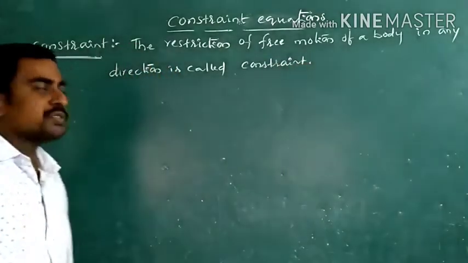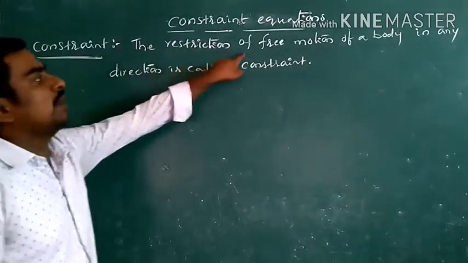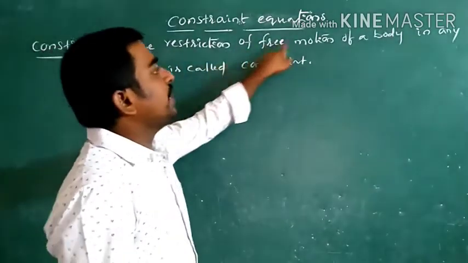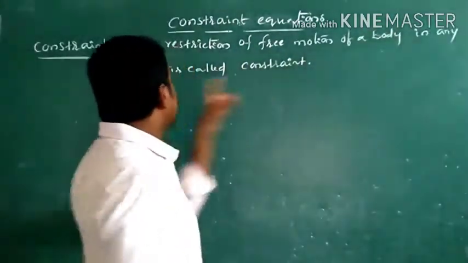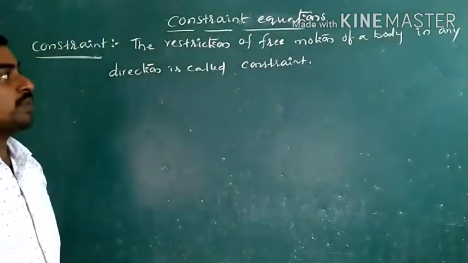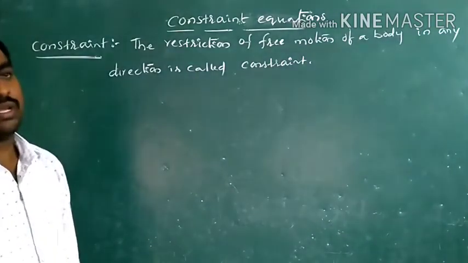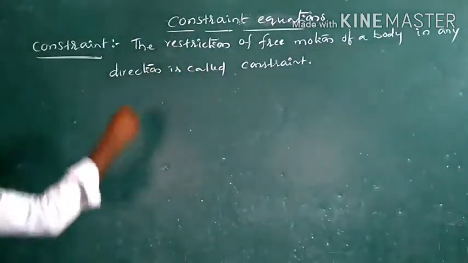See here, what is meant by constraint here? Constraint means the restriction of free motion of a body in any direction. So constraint means the restriction of free motion of a body in any direction is called as constraint. Okay, next one word is constraint equation.